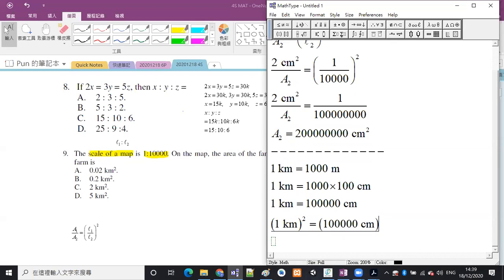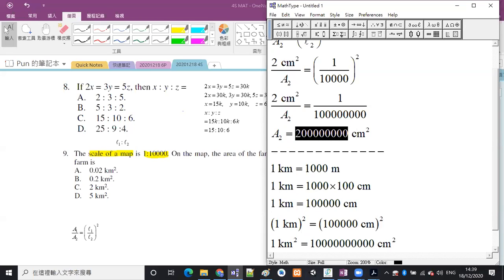OK, like this. Square, and then square. Okay, and then we will put the square to the number. 1 square is 1, and km, put the square to the km, is km square. Okay, and then this, 100,000 square is 1, like this, the number is this, and then cm square. Can you get this? Now we have found the relationship between km square and cm square, so we can go back to find the answer. Now A2 is equal to this number cm square.